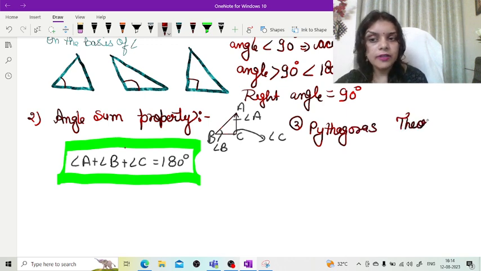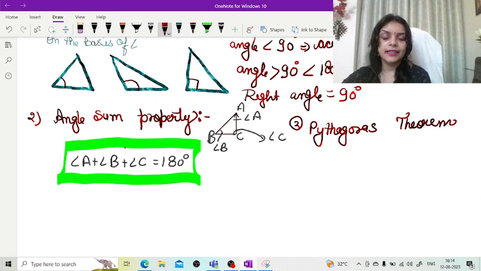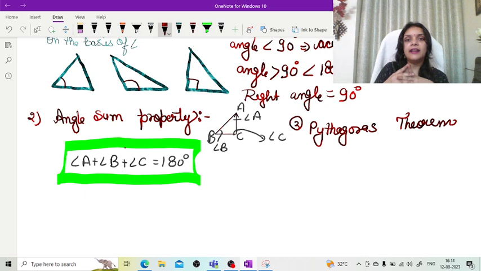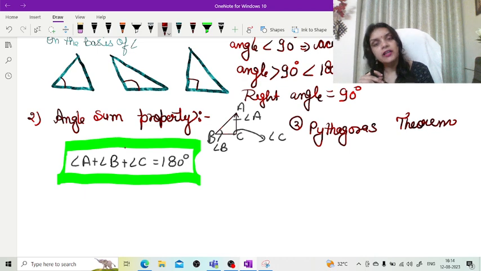What is Pythagoras theorem? The first thing is, we can use Pythagoras theorem if and only if the triangle is a right angle triangle. If the triangle is not a right angle triangle, that means if the angle is acute angle or obtuse angle, then we can't use Pythagoras theorem, right? So it is a condition that only if the triangle is a right angle triangle can we use Pythagoras theorem. Okay, so what is Pythagoras theorem?